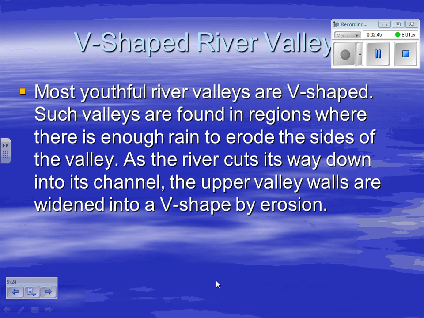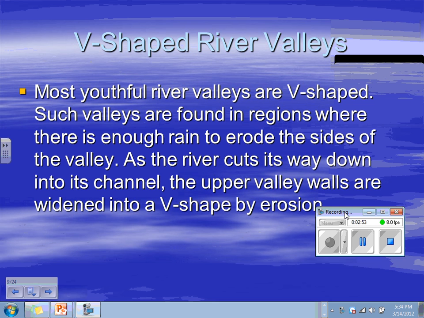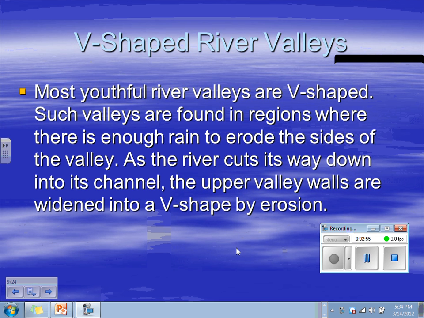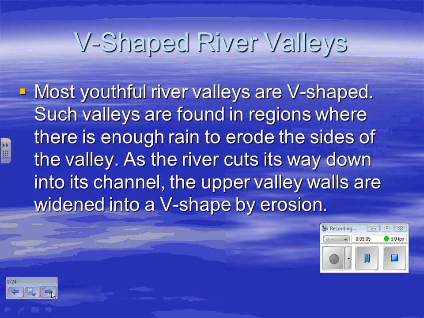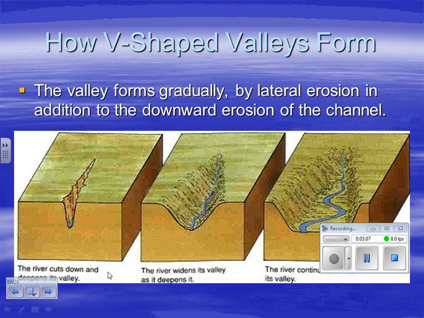V-shaped river valley. As I said earlier, most youthful river valleys are V-shaped. Such valleys are found in regions where there is enough rain to erode the sides of the valley. As the river cuts its way down into its channel, the upper valley walls are widened into a V-shape by erosion. How do V-shaped valleys form?